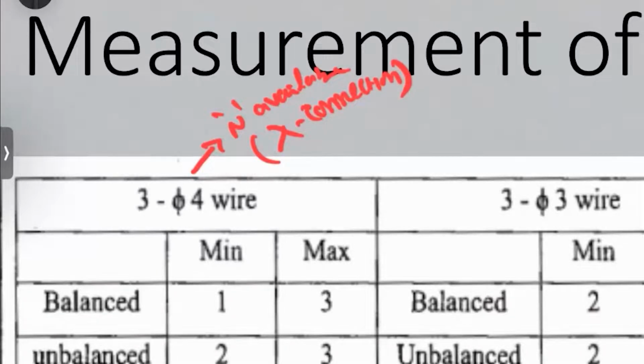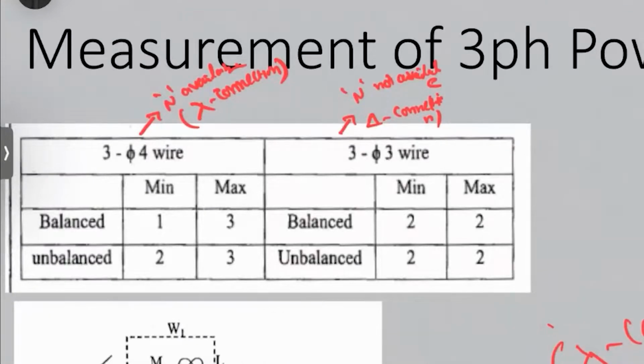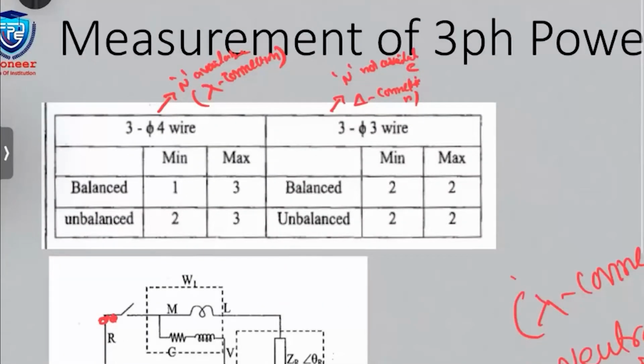In that, again, two conditions come: whether it is balanced or unbalanced. Similarly, 3-phase 3-wire means neutral is not available. This connection is called a delta connection.